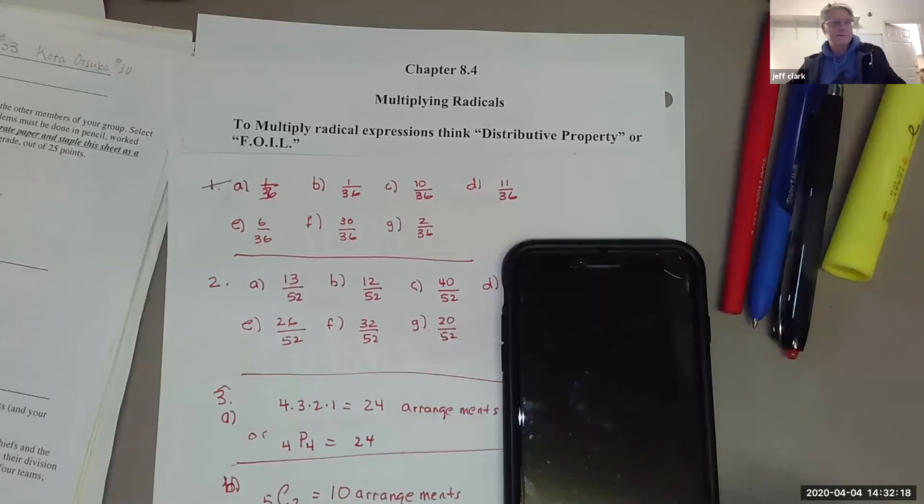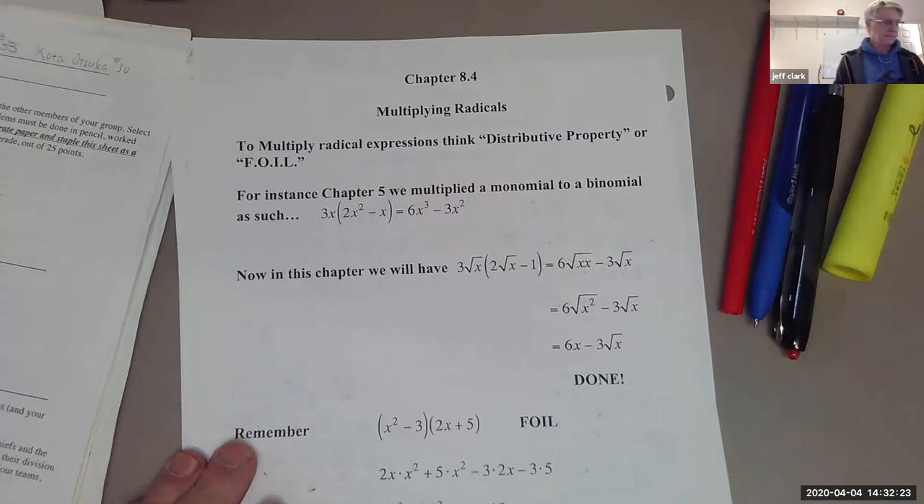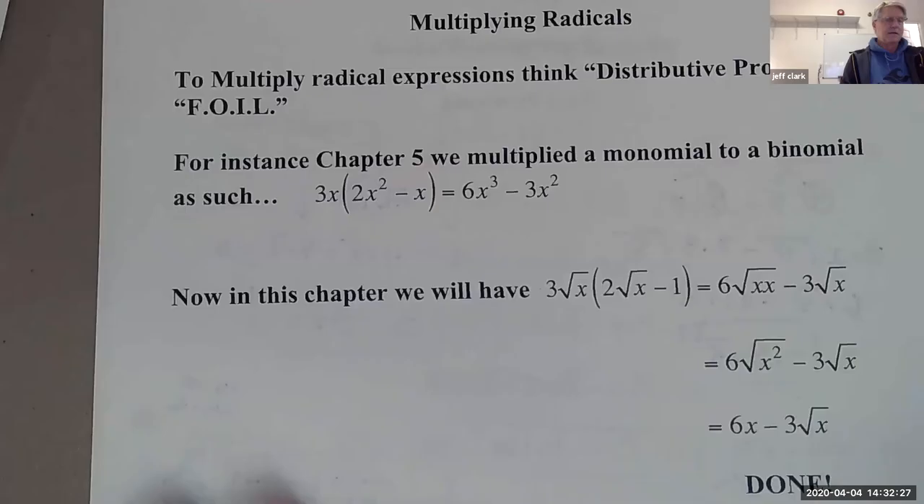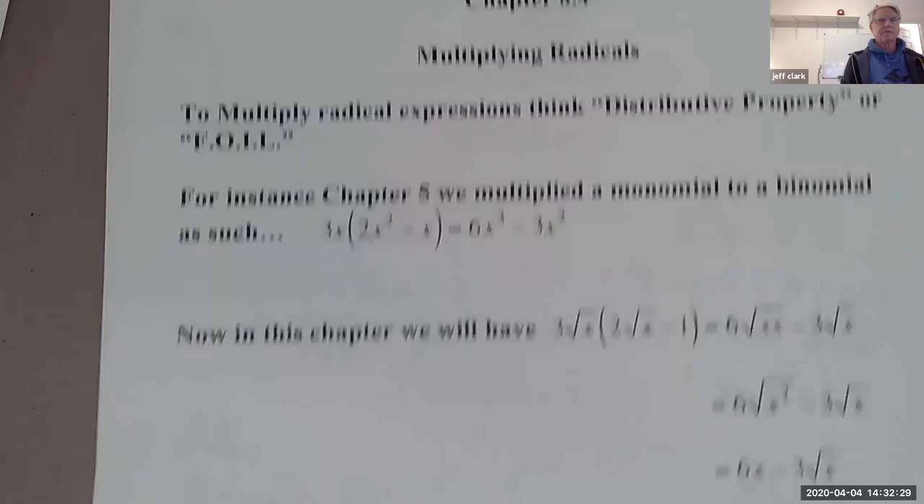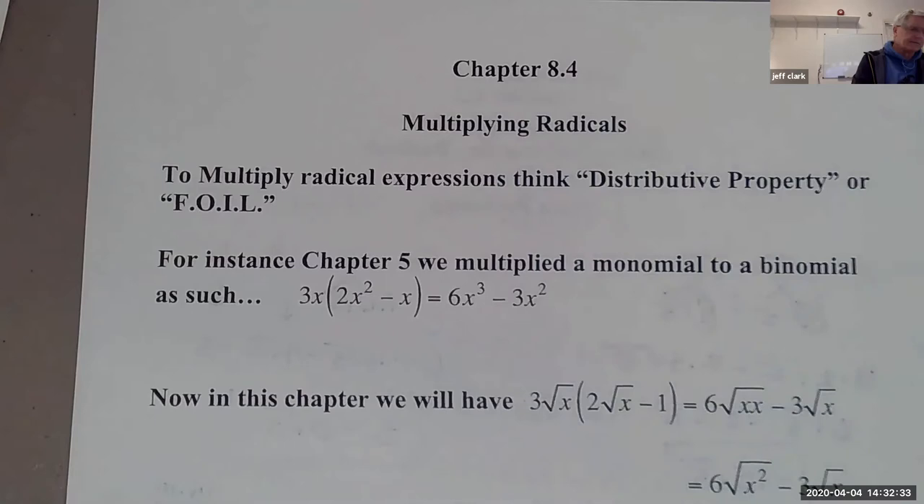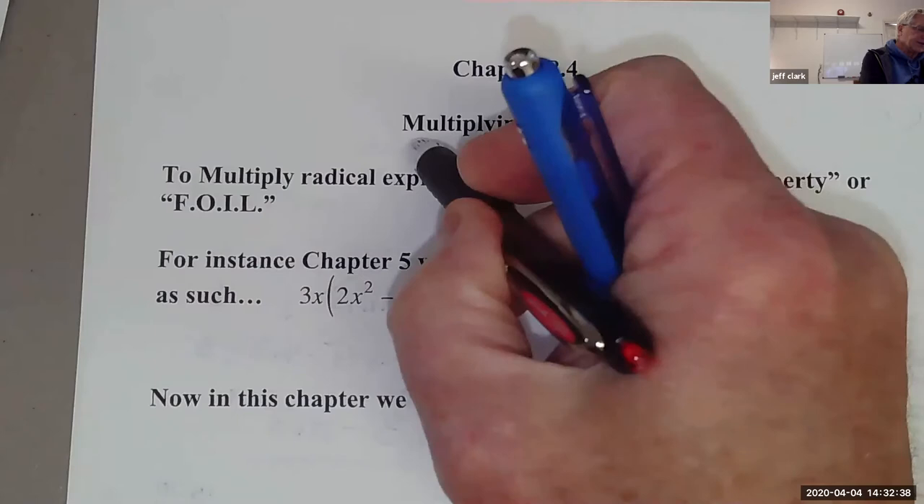We're back at it again for Math 150, and we're at 8.4. So let's get at it. Bring up that camera again. Hope you can see that. So we're still in radicals, and we're multiplying now. Multiplying, and then of course you know what's going to happen after multiplying. The next one's likely dividing.